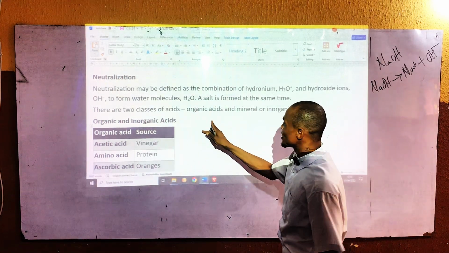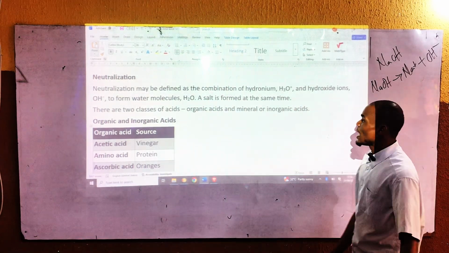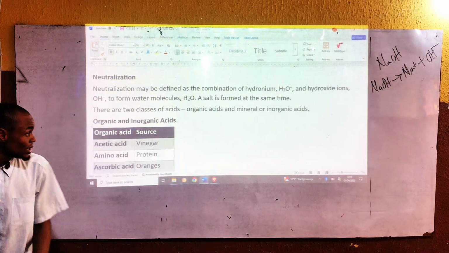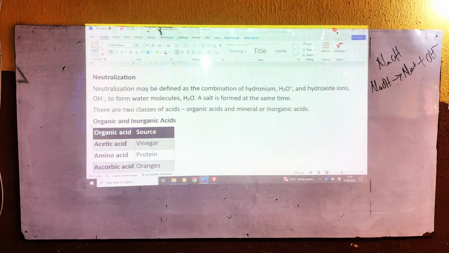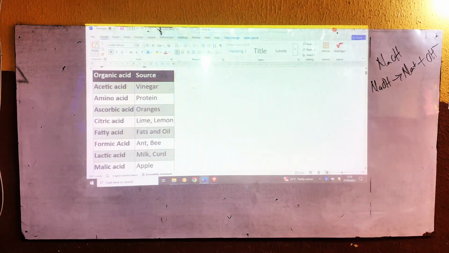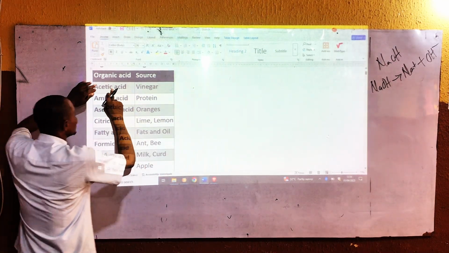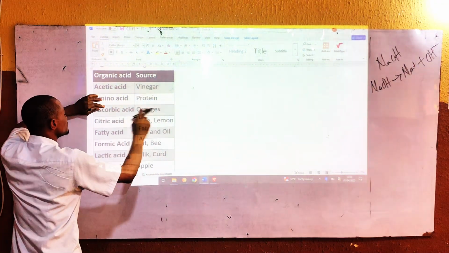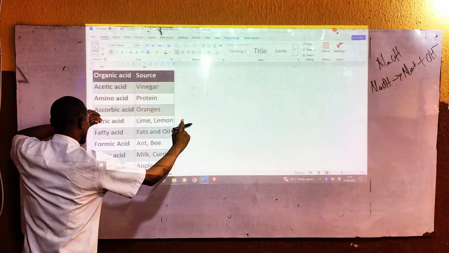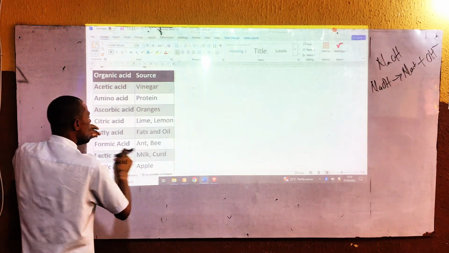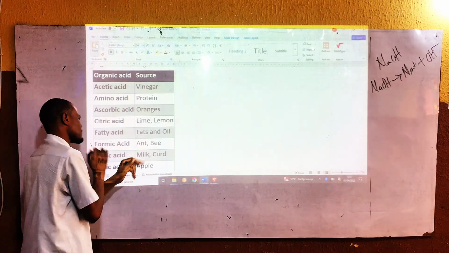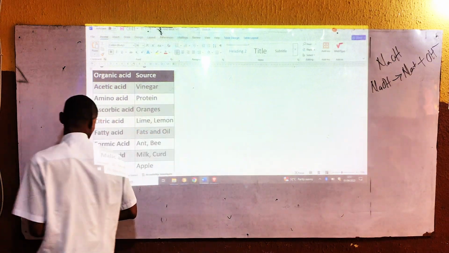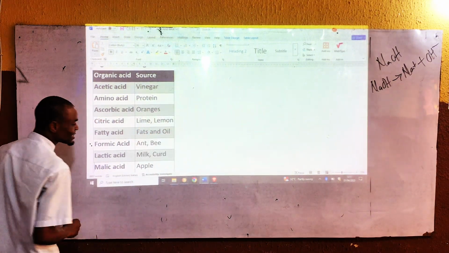There are two types of acid, organic acid and inorganic acid. We can also say mineral acid. Organic acids include acetic acid, which is ethanoic acid, amino acid in protein, ascorbic acid in orange, lime, lemon and pineapple, fatty acid in fat, and formic acid in ants. Very important: formic acid is in ants.